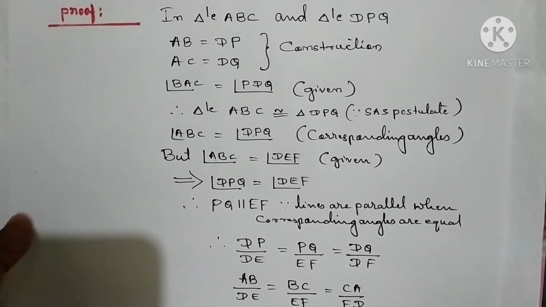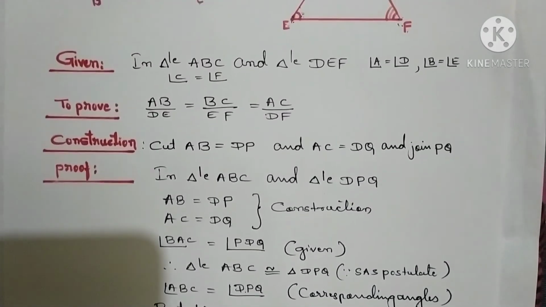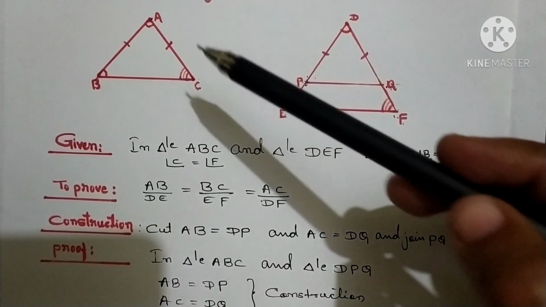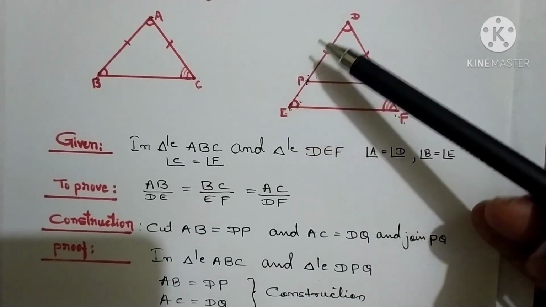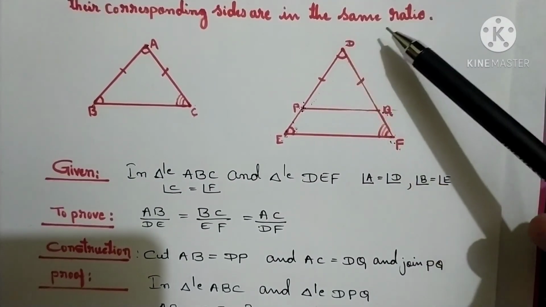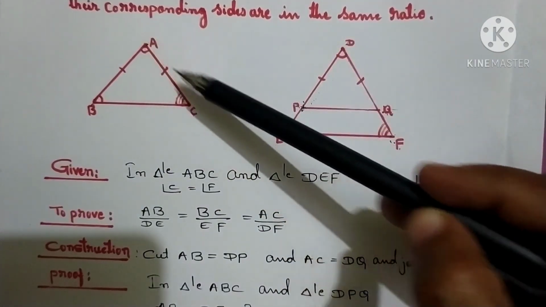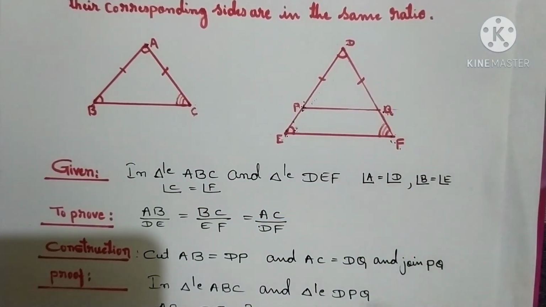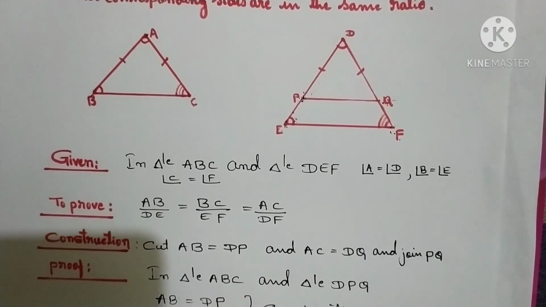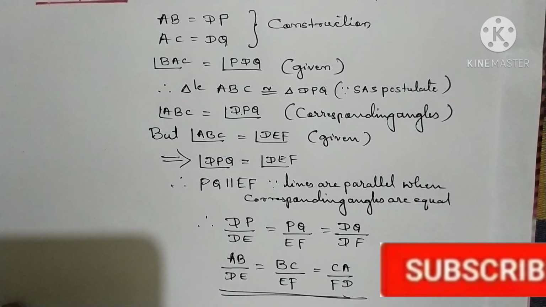So here we proved it. Now check it. AB divided by DE, BC divided by EF and CA divided by FD. Now see in this diagram, AB divided by DE we proved here. Corresponding sides are in the same ratio. So AB divided by DE, AC divided by DF, BC divided by EF. So here we proved according to this AA theorem that corresponding sides are in the same ratio.